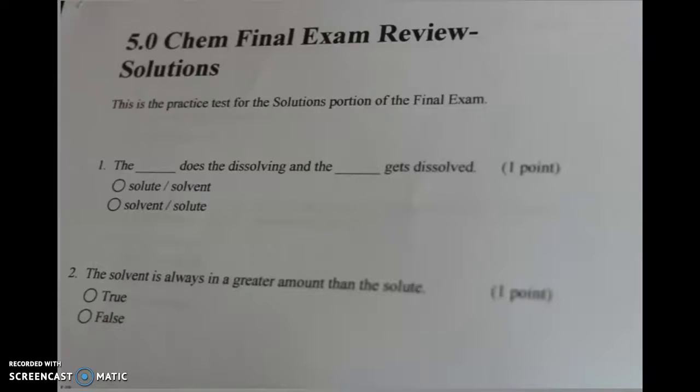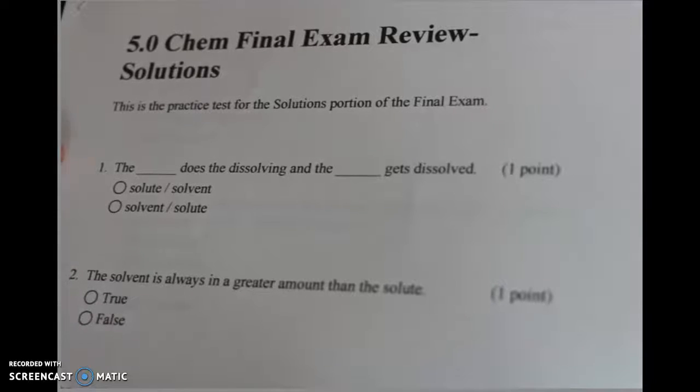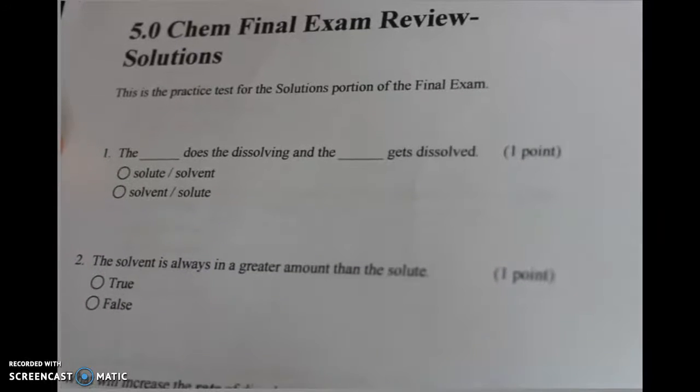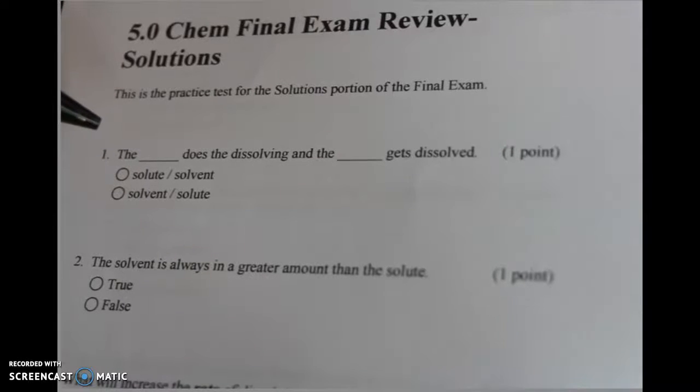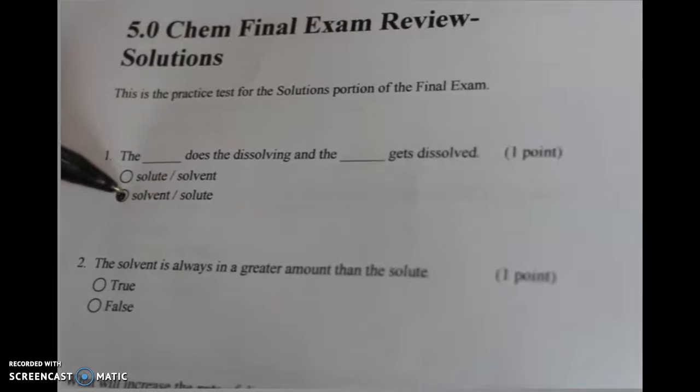In this video, I'm going to go over the 5.0 Chem final exam practice quiz that covers solutions. So this first question here, the blank does the dissolving and the blank gets dissolved. So this is just terminology here. The solvent does the dissolving and the solute gets dissolved.